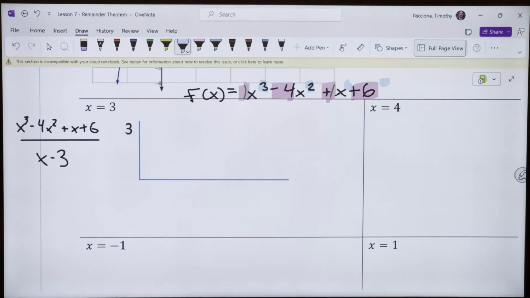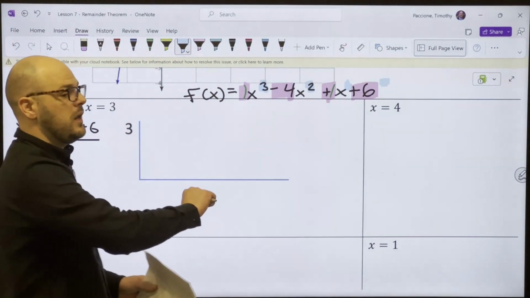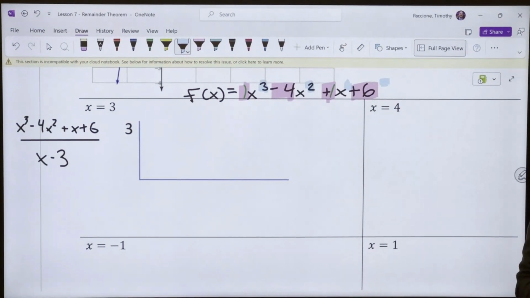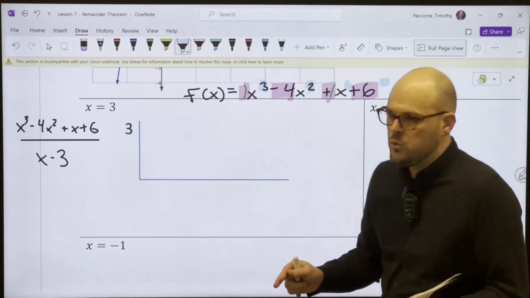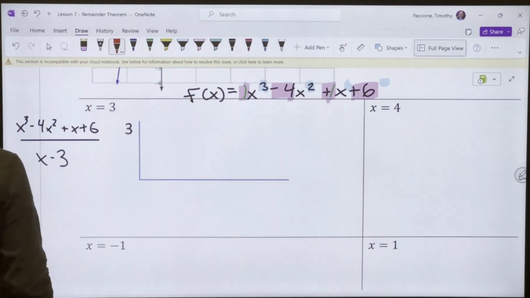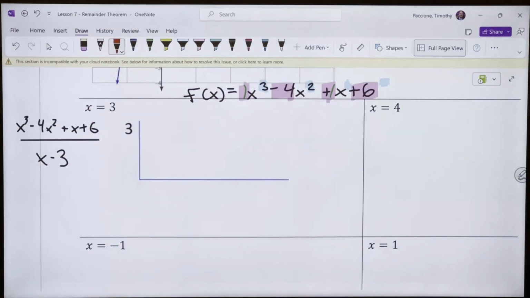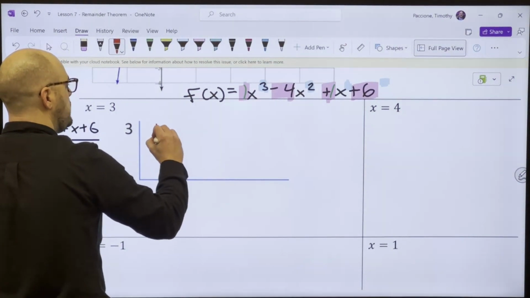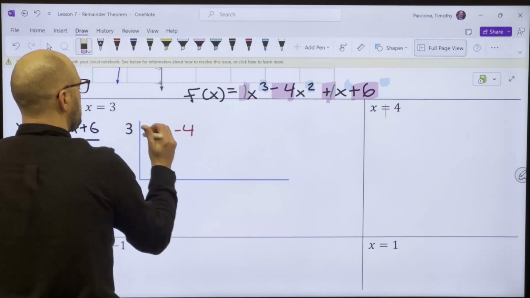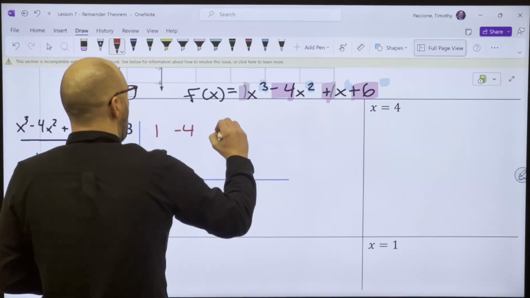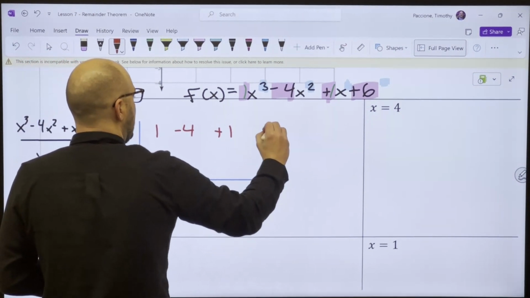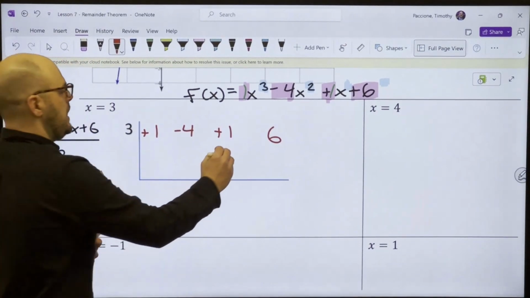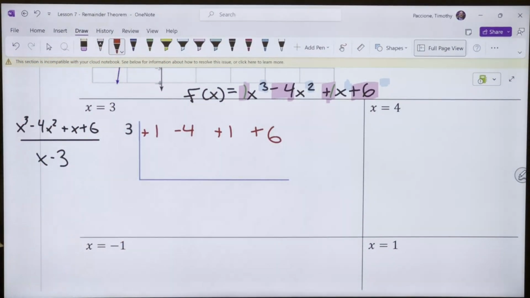If there was one missing, like if it went x to the third and then skipped x squared, I would need to know that because I would need to put a 0 in that spot, right? But we're good on this one, right? You're going to see one later that does have that missing piece that you'll need, okay? So the first thing I do is just write these numbers. 1, negative 4, plus 1, and 6. In fact, writing a plus and minus on each one cannot hurt, okay?